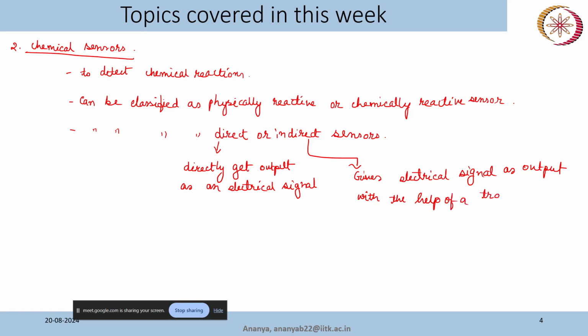I am trying to give you a summary of the topics and vocabulary, so that you can recall, and that will be helpful in problems. Now another way to classify chemical sensors is based on the material or the sensing mechanism that is being used. So chemical sensors can be of different types based on the configuration or the sensing mechanism.